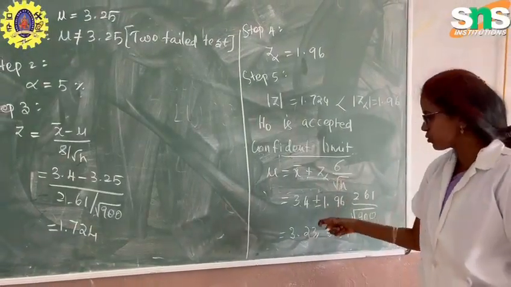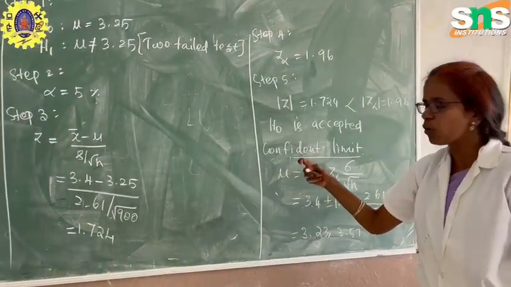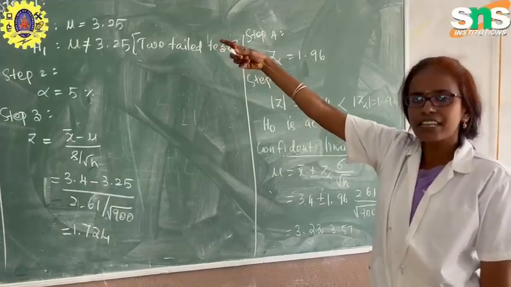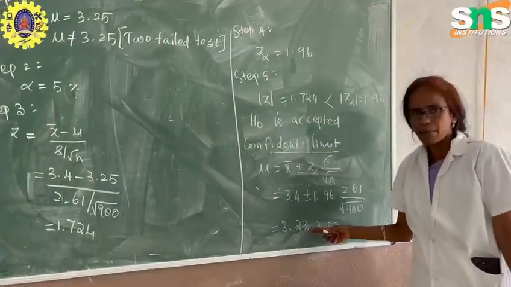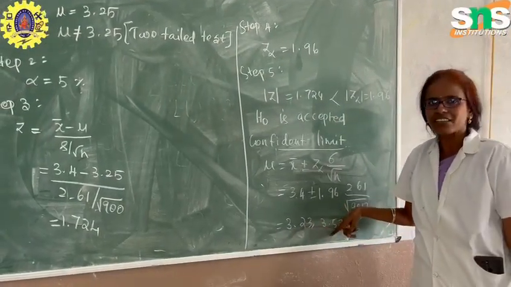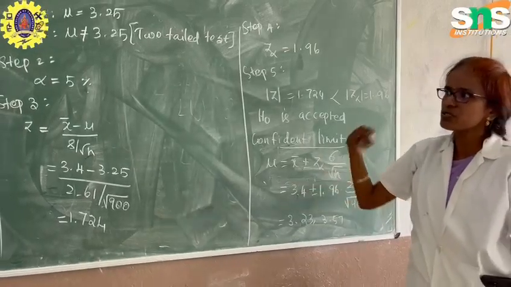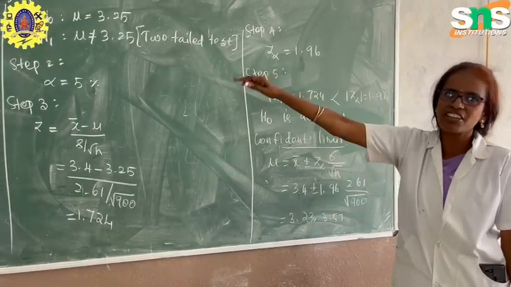These are the two values we are getting for mu. Already we have mu as 3.25, so we verify whether 3.25 lies in this interval. If it lies in this interval, the problem is over. That is the thing we need to verify.